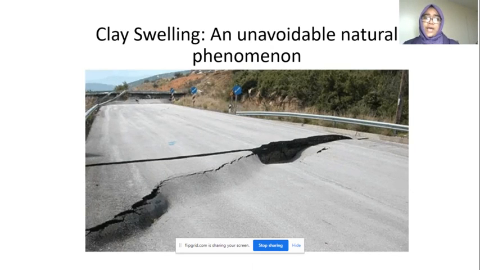The current approach that we have is when we see breakage in the road due to clay swelling, we add lime or cement and then we forget about it. And then when we see breaks happening again, we add lime or cement to the structure again. This is why we keep having those economic losses.